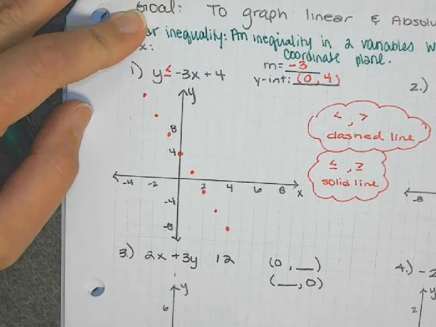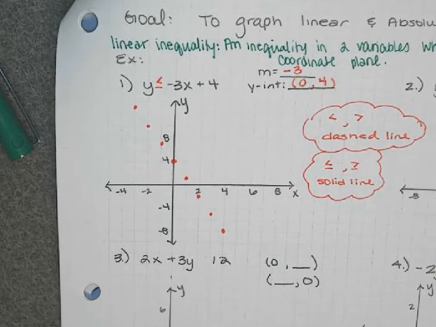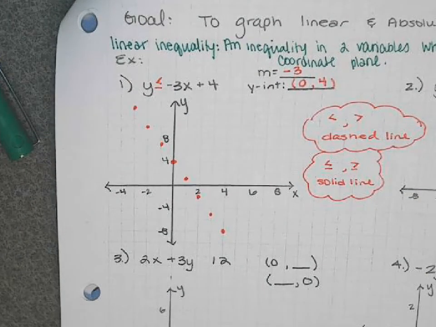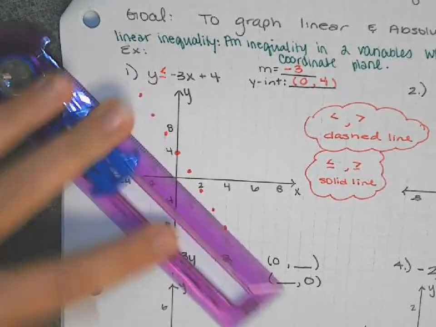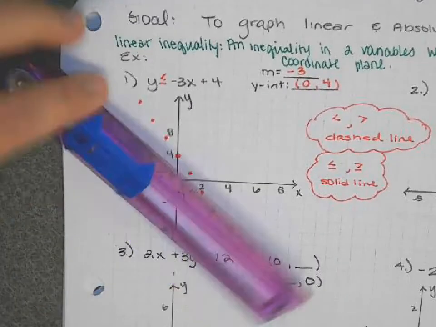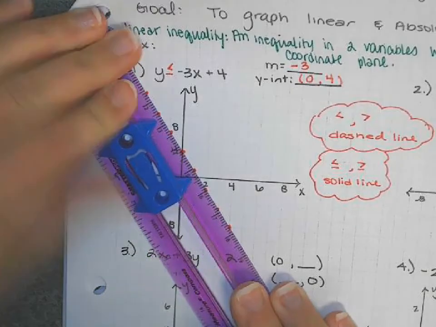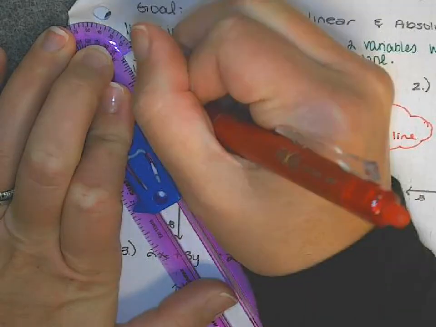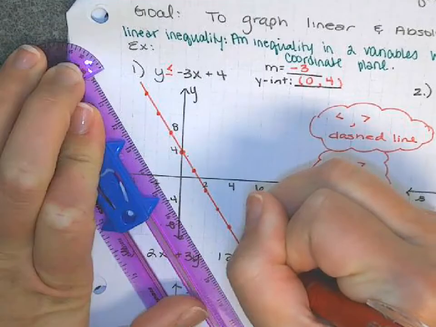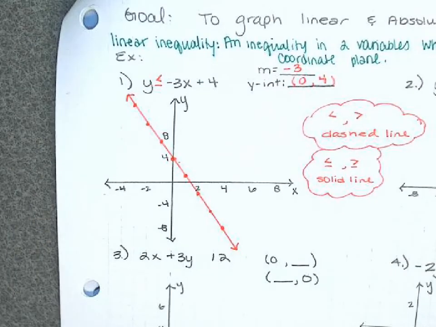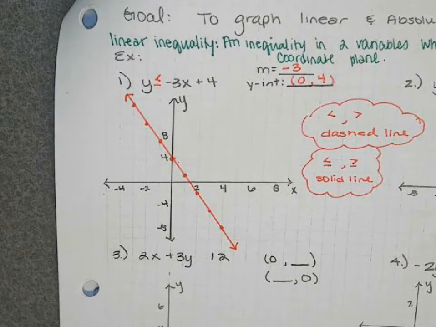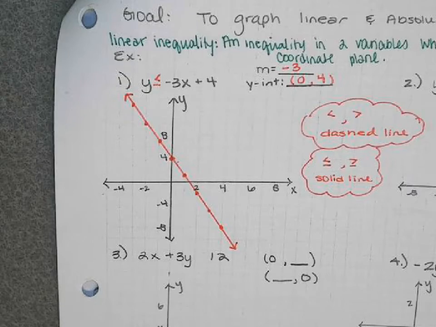So when I go to connect these, am I going to use a dashed line or a solid line? Solid, because it has or equal to underneath. So I am going to use my straight edge. And now if it's less than or equal to, I also have to have shading on my graph.